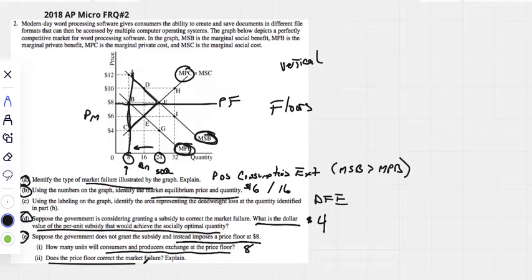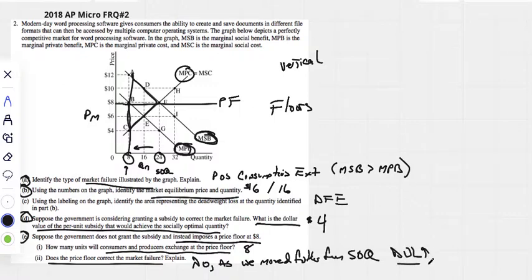Does the price floor correct the market failure? We would say no. I would say as we moved further away, further from the socially optimal quantity, we could say our deadweight loss is actually increased. That would have also helped.